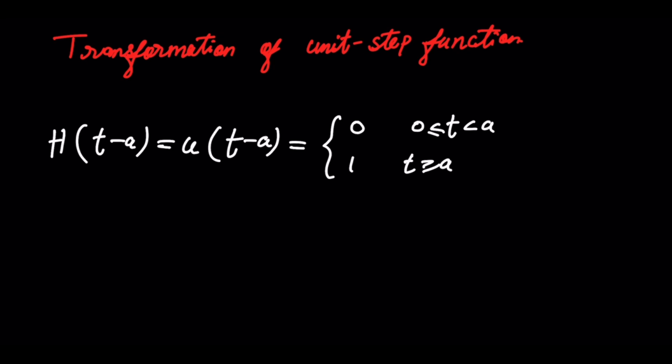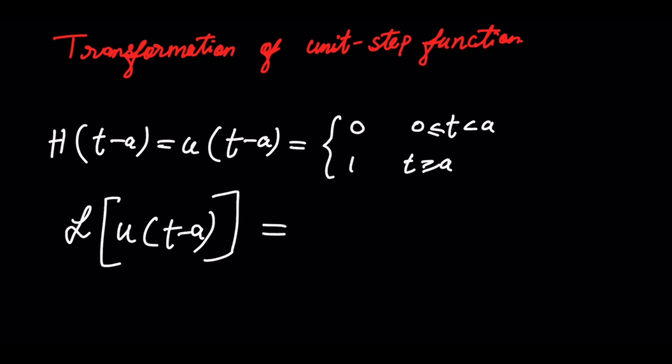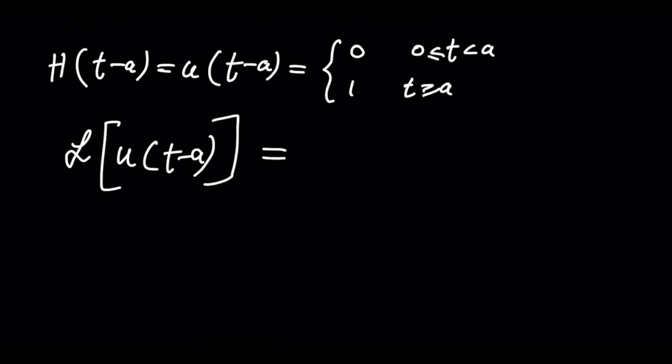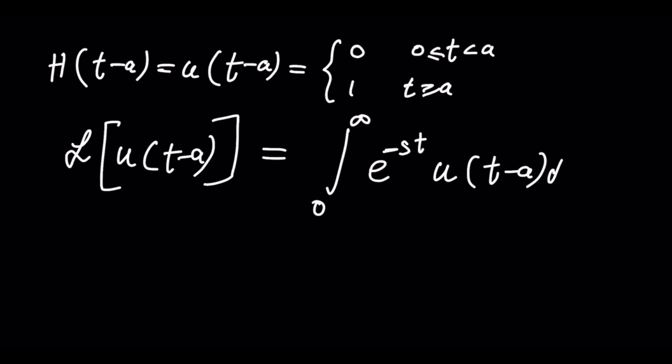So let's take the Laplace transformation of this unit step function. Using the definition of the Laplace transformation, we will be substituting it here. Now, to make things easier, let's break the integral into two parts, from 0 to a and from a to infinity. So we are going to be rewriting it as this, 0 to a.